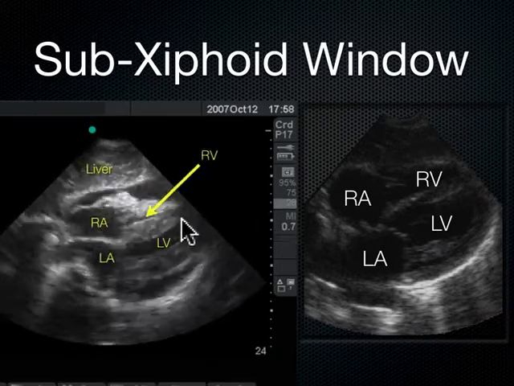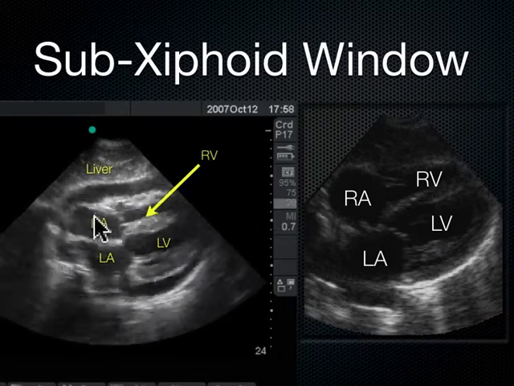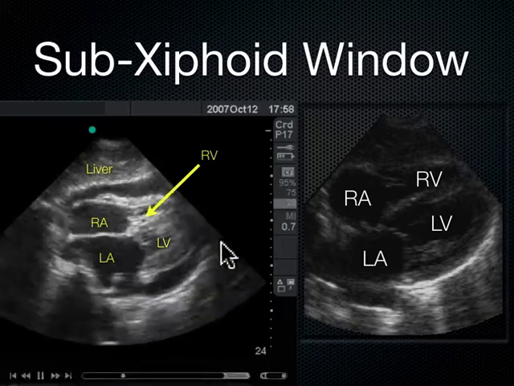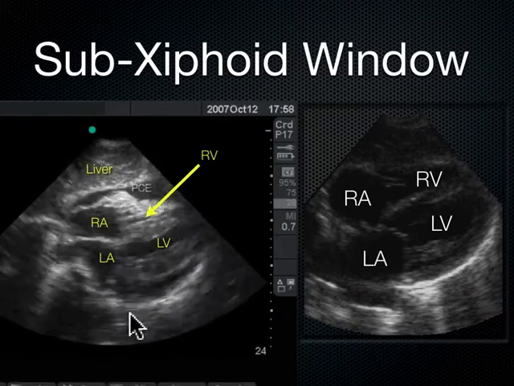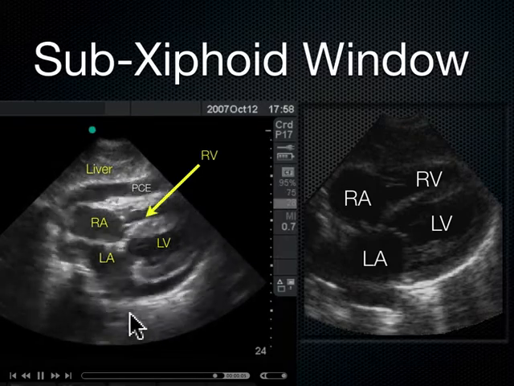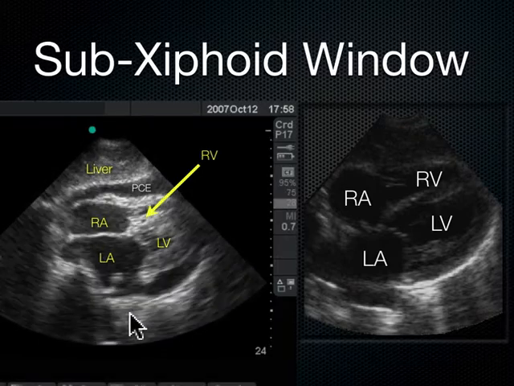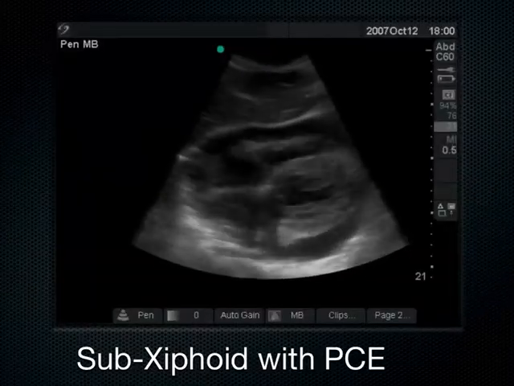We can make out here the right ventricle, the left ventricle, the right atrium, the left atrium. Here's the liver, and this whole thing around here is a large pericardial effusion. And that's the main stuff we're looking for. Here's another example of a subxiphoid view with a pericardial effusion.